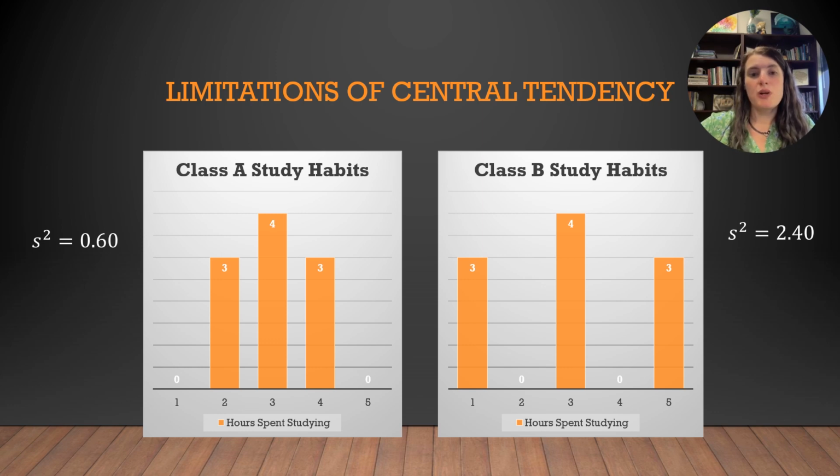We know that we need to square root these values in order to calculate the standard deviation. So we take the square root of 0.6 and the square root of 2.4, and we get the standard deviation values of 0.78 and 1.55. So now we've differentiated the two classes with all of our dispersion statistics: the range, the variance, and the standard deviation.